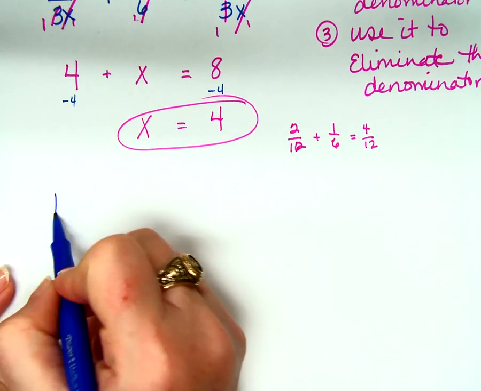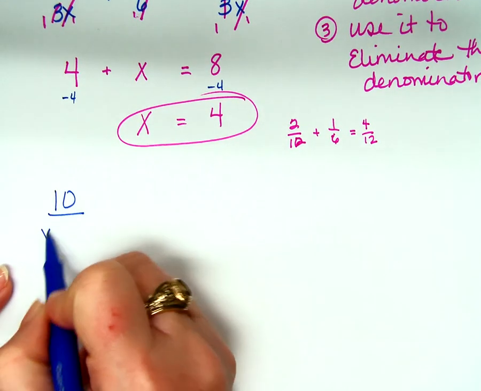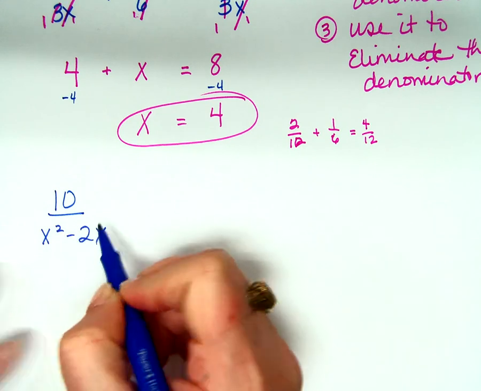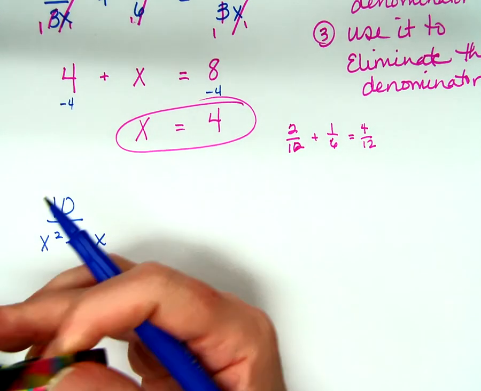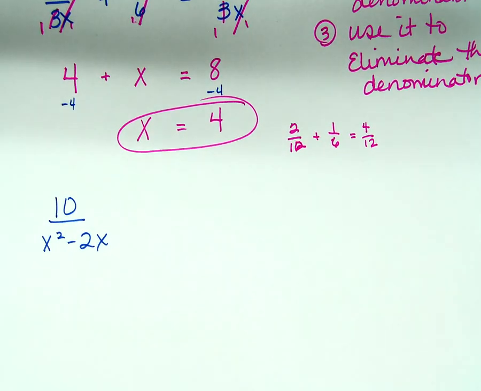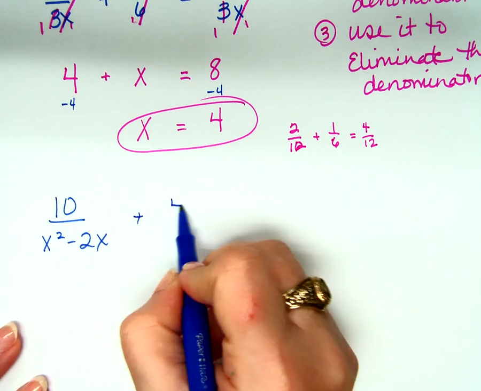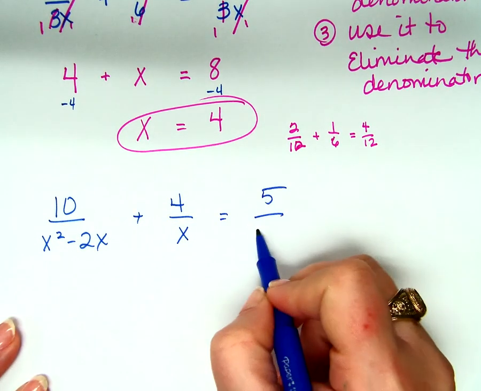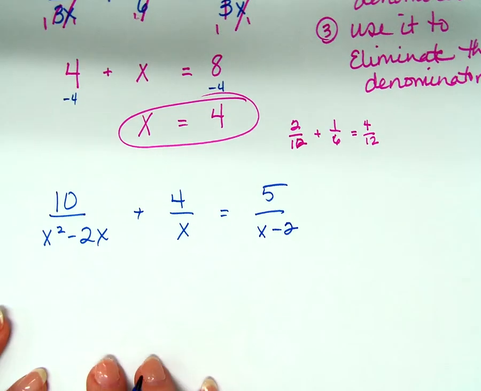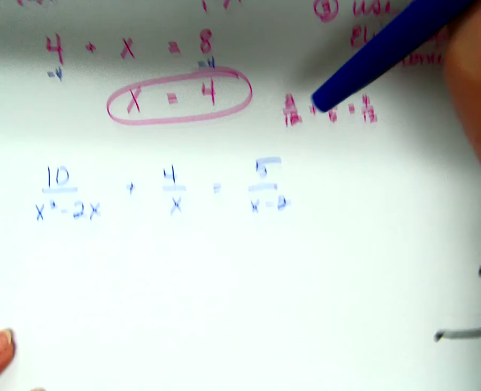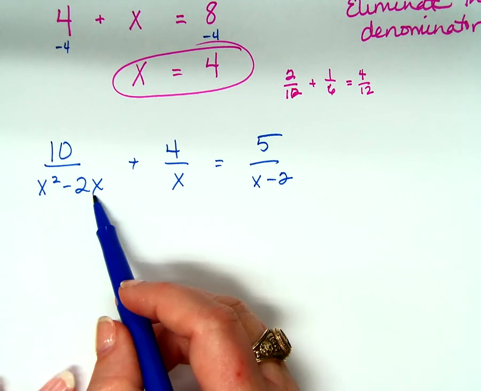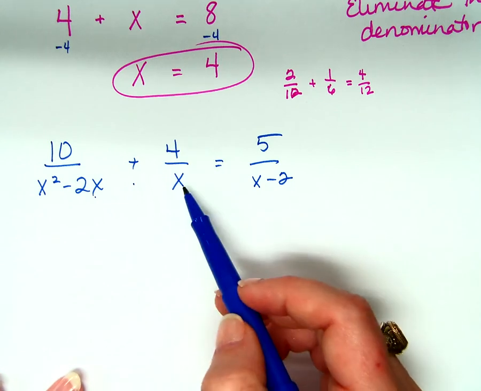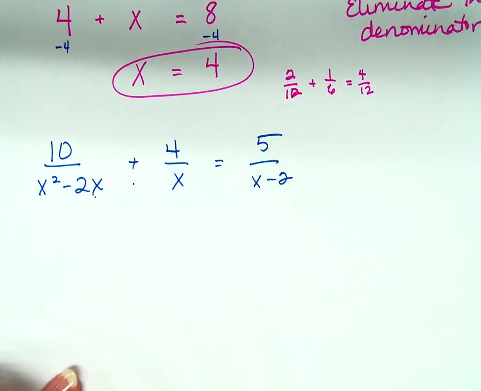All right, one more example. You ready? 10 over x squared minus 2x plus 4 over x equals 5 over x minus 2. 10 over x squared minus 2x plus 4 over x equals 5 over x minus 2.